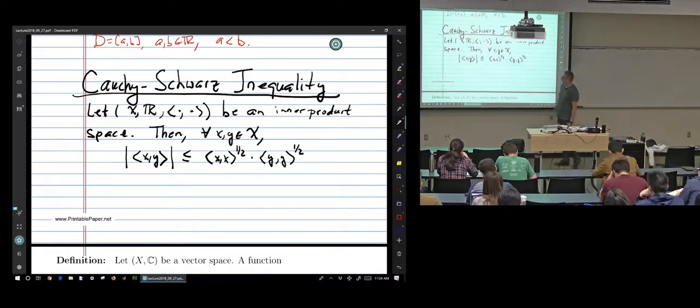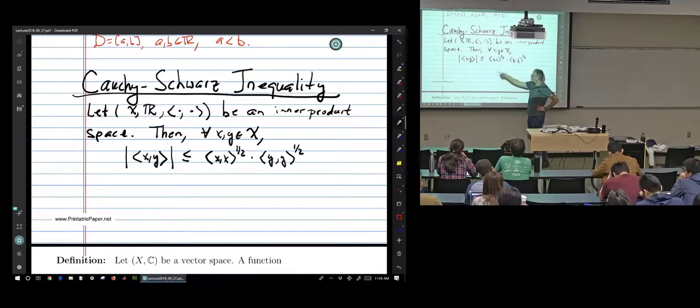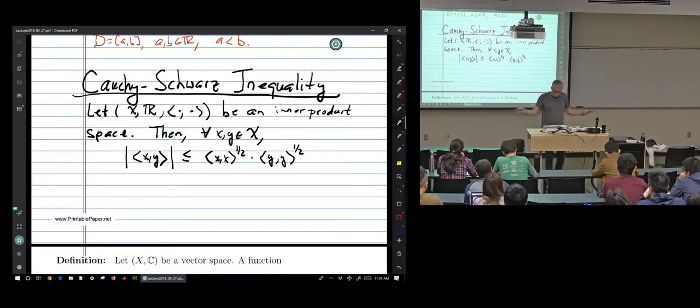Okay, we'll talk about why that's true in a second, but the inner product of any vector with itself is non-negative, so the square root makes sense. Okay, it's not -1 in there. No, no, no, no, no. Even in the complex case, that makes sense.